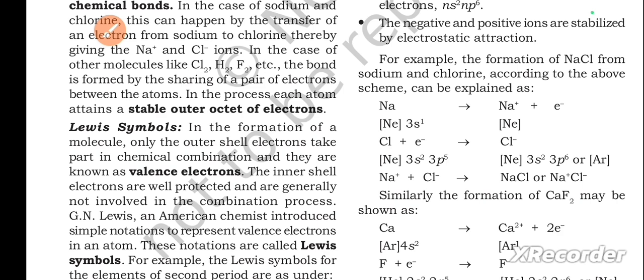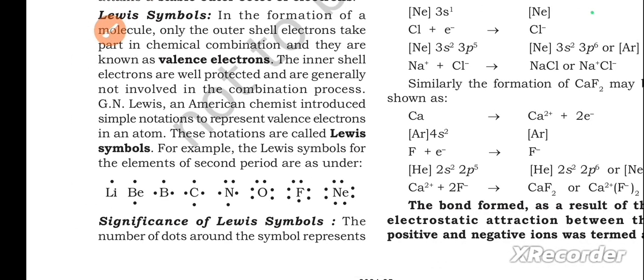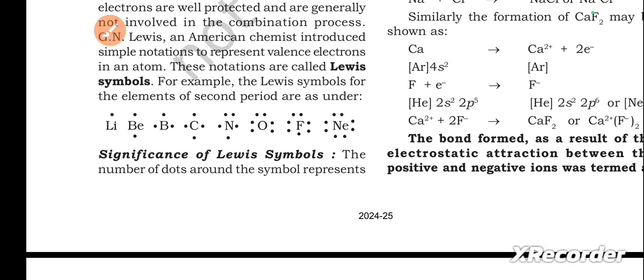Lewis symbols. In the formation of a molecule, only the outer shell electrons take part in chemical combination, and they are known as valence electrons. The inner shell electrons are well protected and are generally not involved in the combination process. G.N. Lewis, an American chemist, introduced simple notations to represent valence electrons in an atom. These notations are called Lewis symbols. For example, the Lewis symbols for the elements of the second period are as under. You can check it out here.